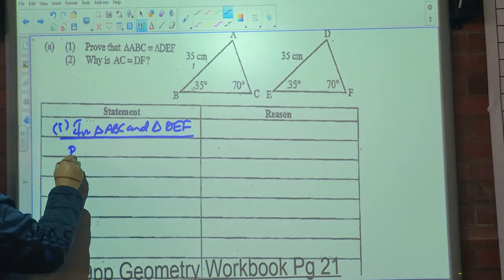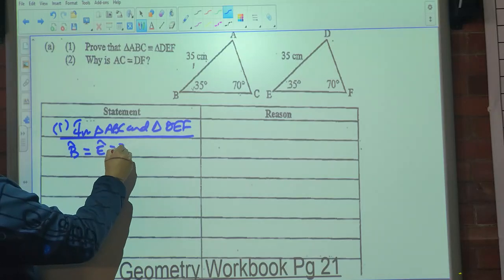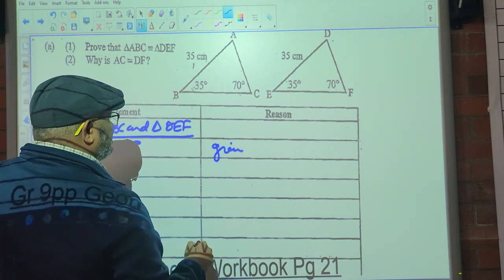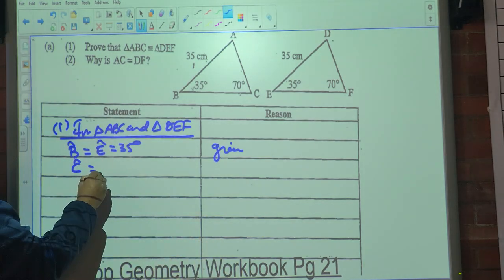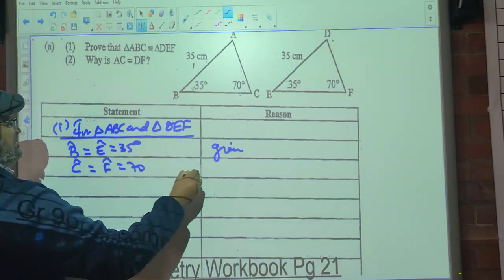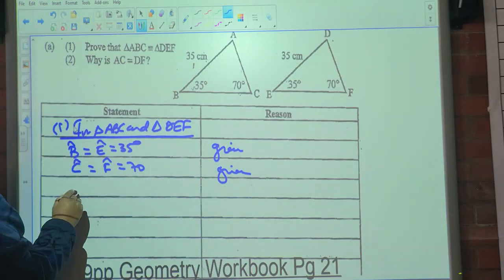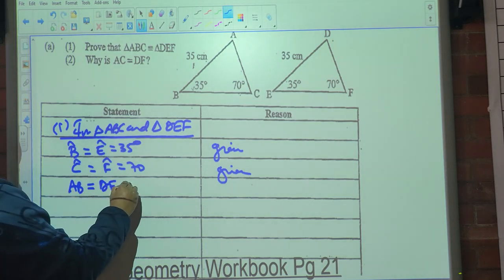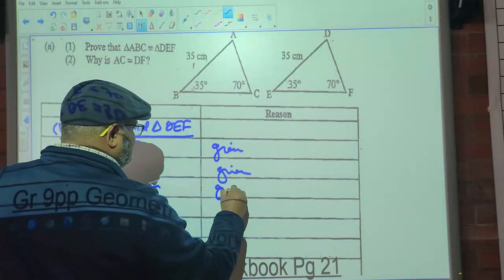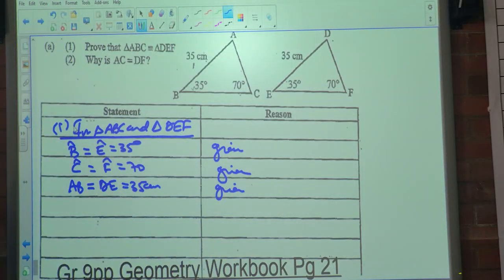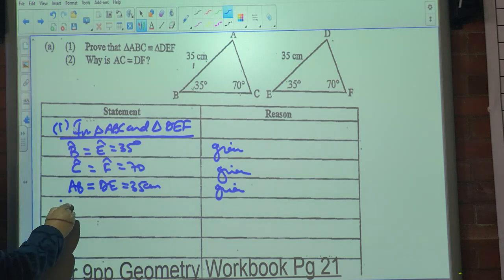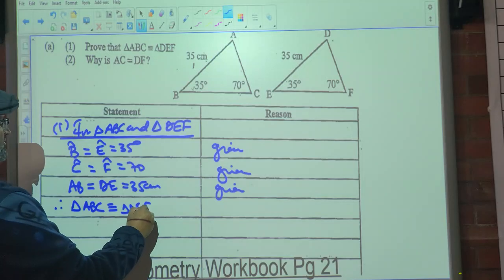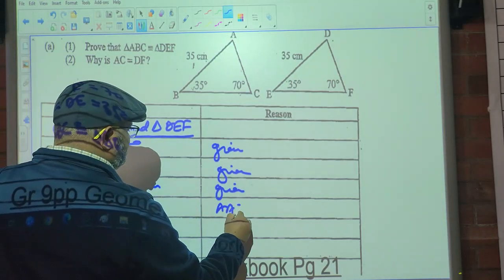We know that angle B is equal to angle E, which is equal to 35 degrees. Why? Then we know that angle C is equal to angle F, which is equal to 70. Why? Given. And then we know that the length AB is equal to DE, which is equal to 35 centimeters. Why? So this is enough information to conclude congruency, not so? So therefore triangle ABC is congruent to triangle DEF. Why? Angle, side.